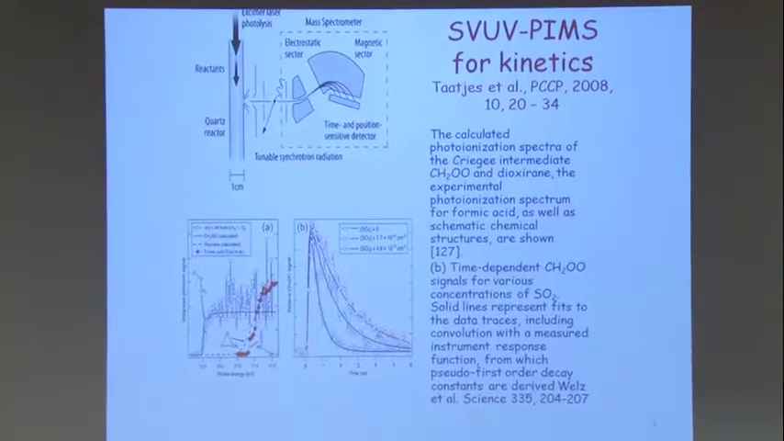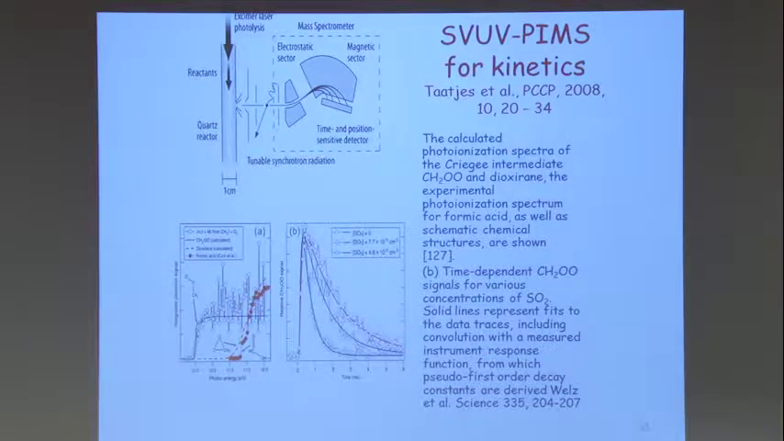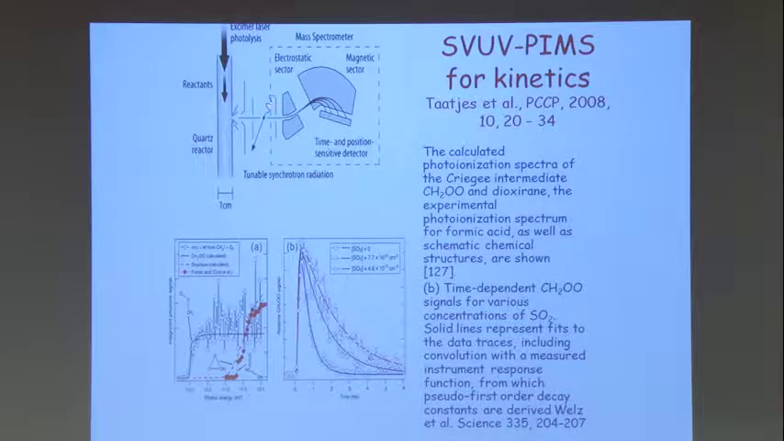And this is another variant on the same idea. You can use laser flash to make your radicals in this tube. You let the radicals and products leak out into a vacuum system through a bunch of pinholes. In here, you shine your synchrotron. It ionizes the molecules. You run them through a magnetic sector and onto an array detector, and it gets the whole mass spectrum at a single time point this way.